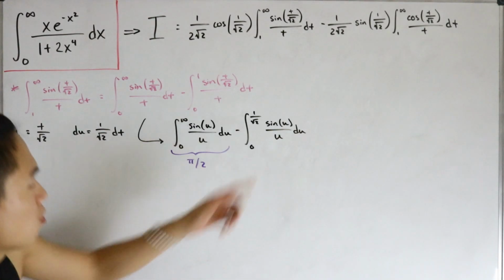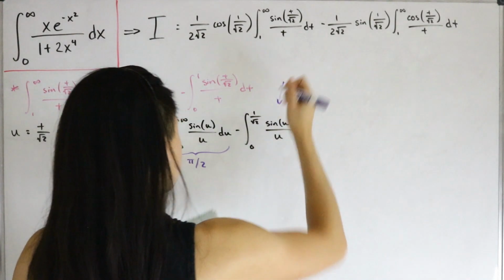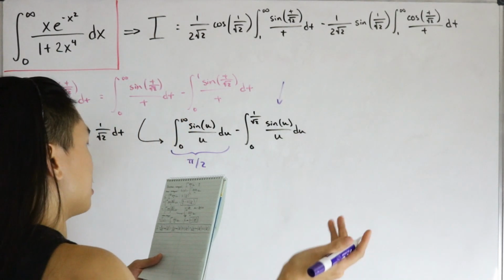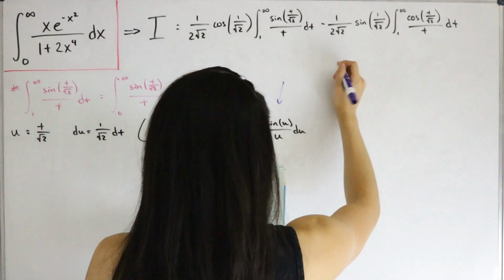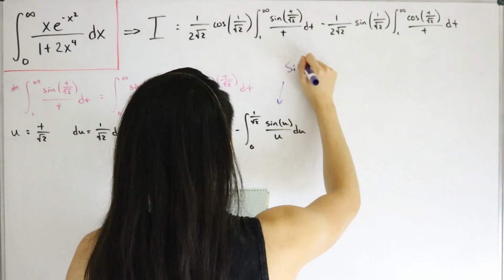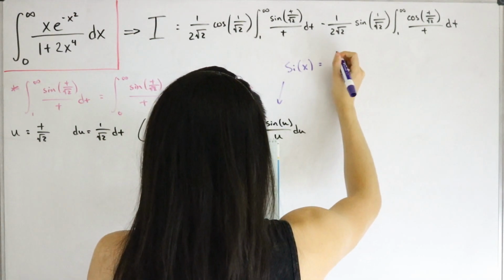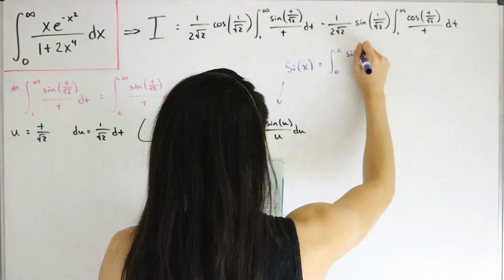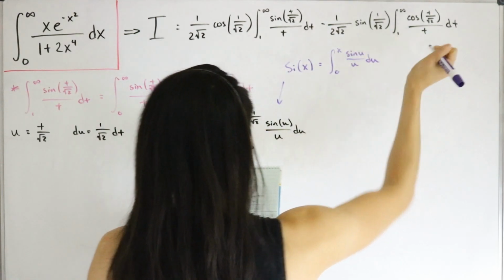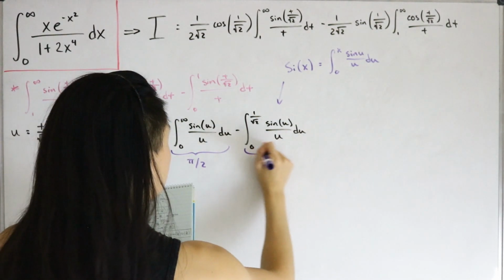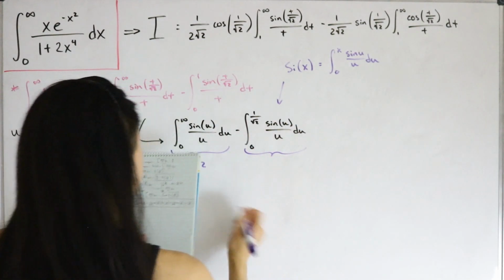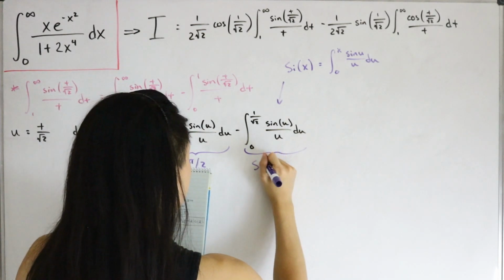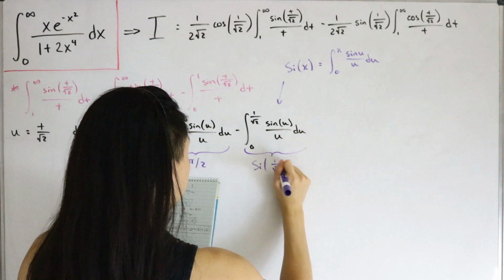And then for our value over here, this is actually a nice integral, a special integral that I mentioned. This is the sine integral. By definition, this is written as Si of x, which is simply equal to the integral from 0 to x of sine of u divided by u du. So with that definition, I can reduce this down to the sine integral evaluated at 1 divided by the square root of 2.